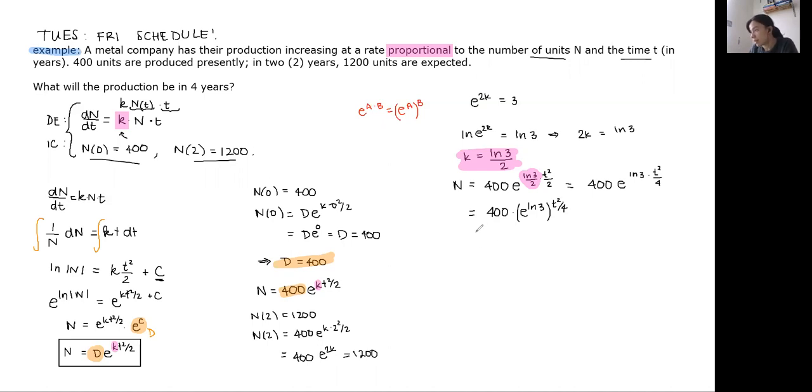Which means that now I can simplify e to the ln of 3, right? So the whole point of my doing these two steps is to have just one piece that is e to the power of ln of something, so that I can simplify the exponential and the logarithm, and then I have an easier term to evaluate the power for. So that means I have 400 times e to the power of ln of 3 is just 3 to the power of t squared over 4.